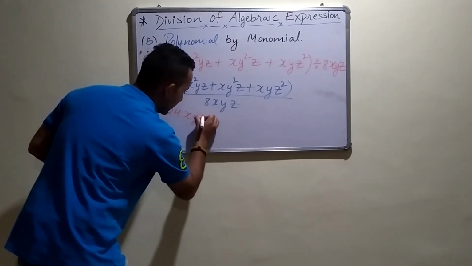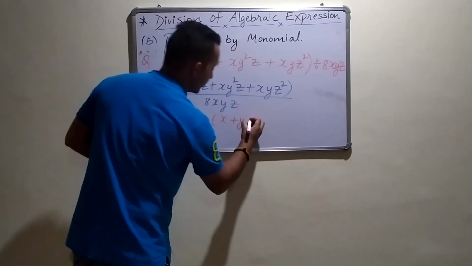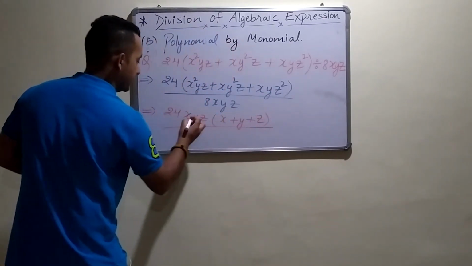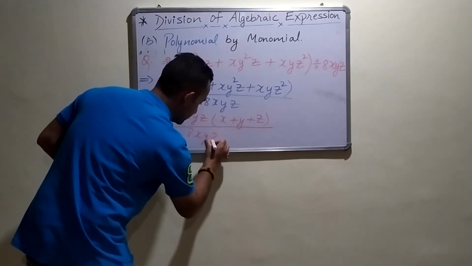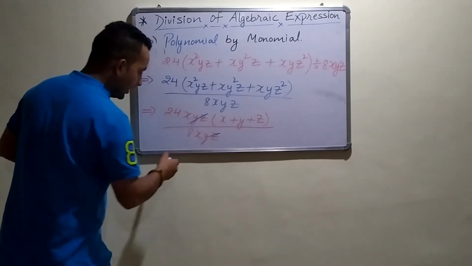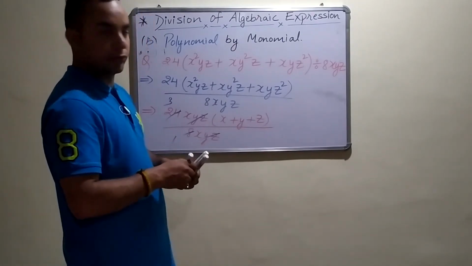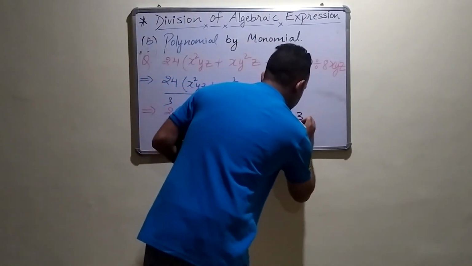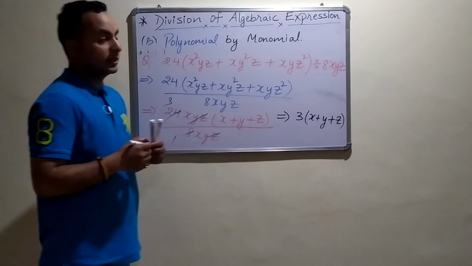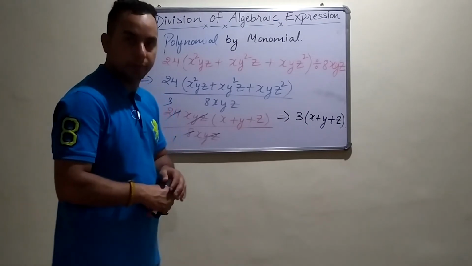So xyz, here 24x plus, here xyz is common, so you can write y. Here xyz is common, so you can write z. And then 8xyz. Now you're going to cancel these. So xyz cancel with the xyz. 8 1s are 8, 8 3s are 24, and at last your product is 3x plus y plus z. Okay class, this is your answer and this is how you are going to divide polynomial by monomial.